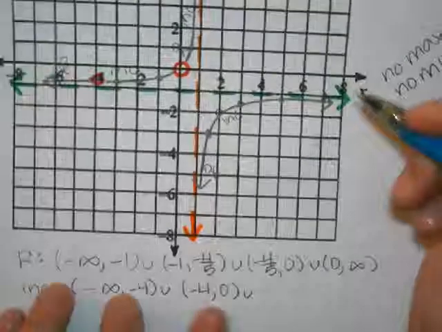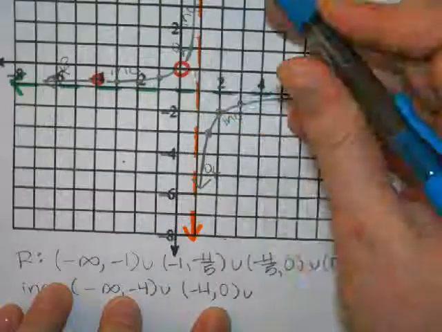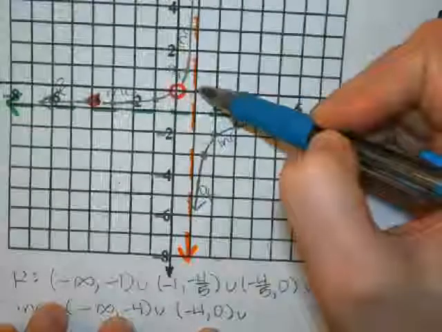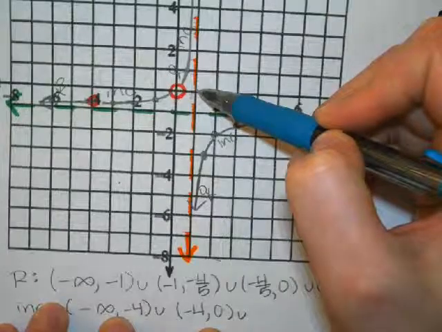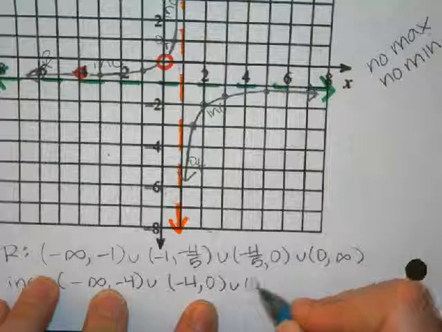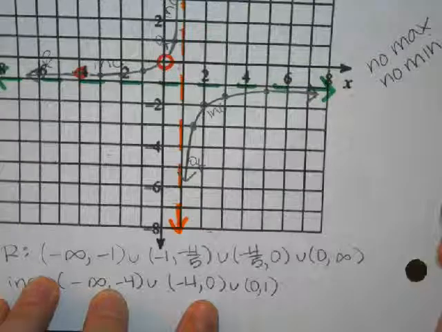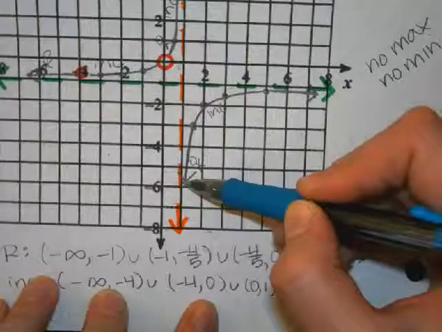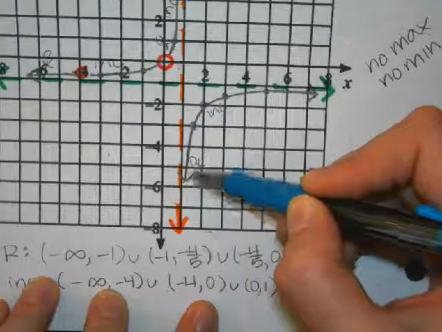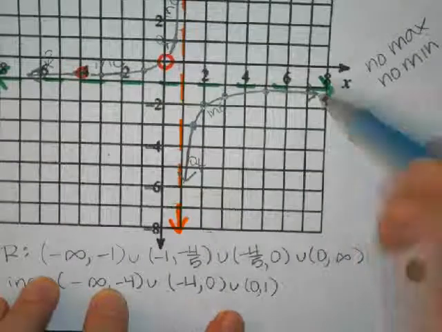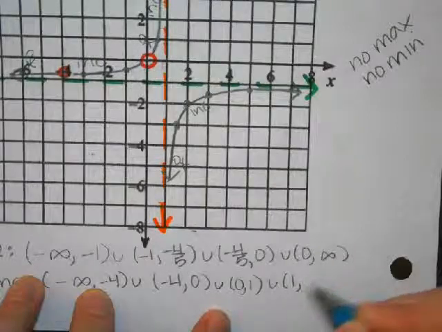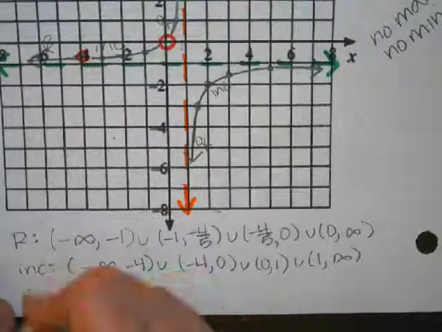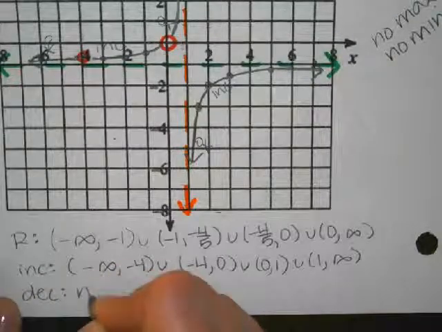Then it was 0 up to the asymptote, where it shoots into the air, so we're going to say 0. And what is the x value of the asymptote? 1. So we're going to say from 0 to 1, because we're using the x value, not the y value. And then we have increasing from this x value, 1, all the way over to a right arrow, so an x value of 1 to an x value of infinity. And then for decreasing, I'm going to write none.